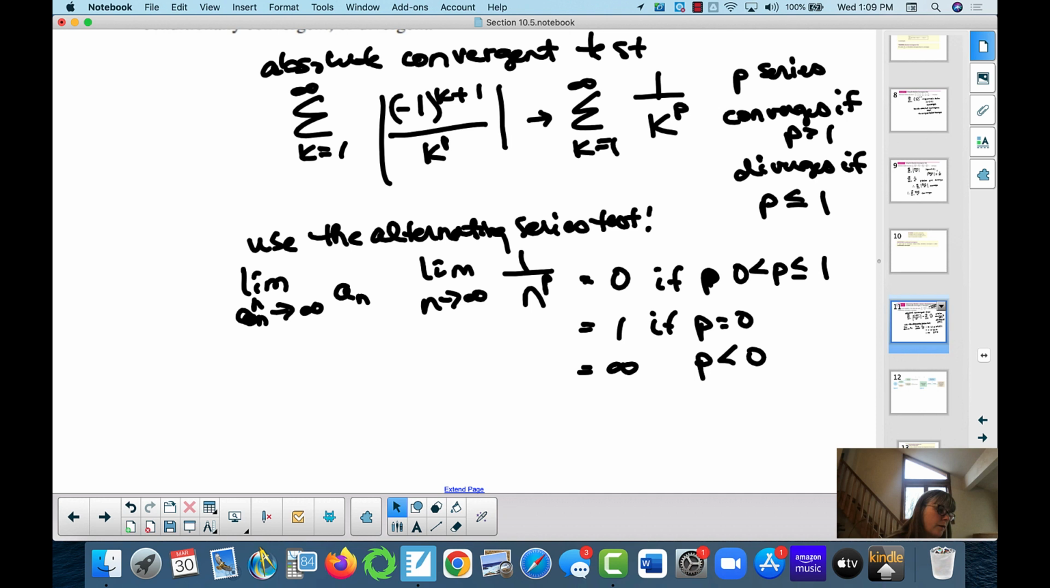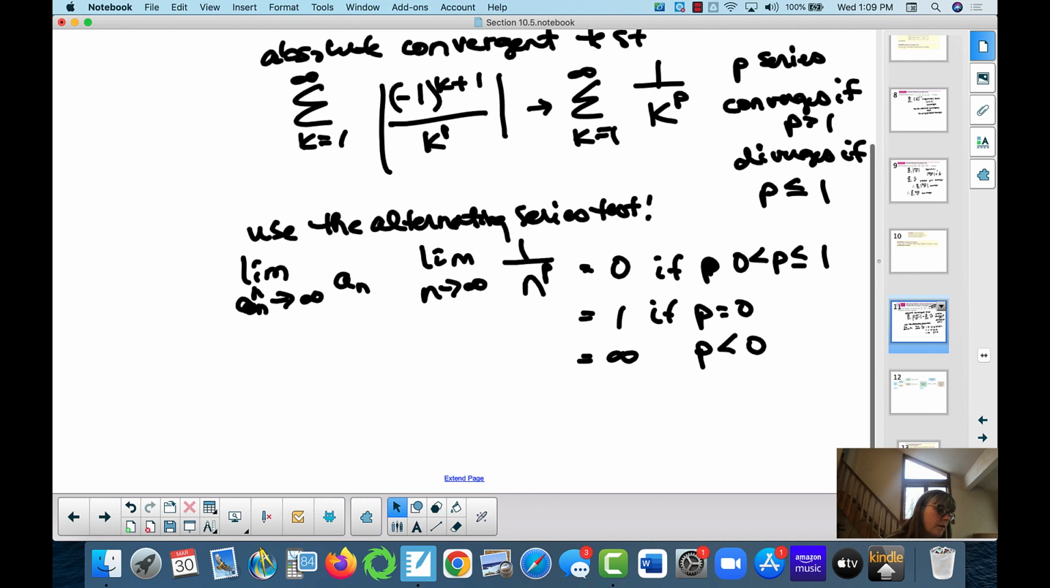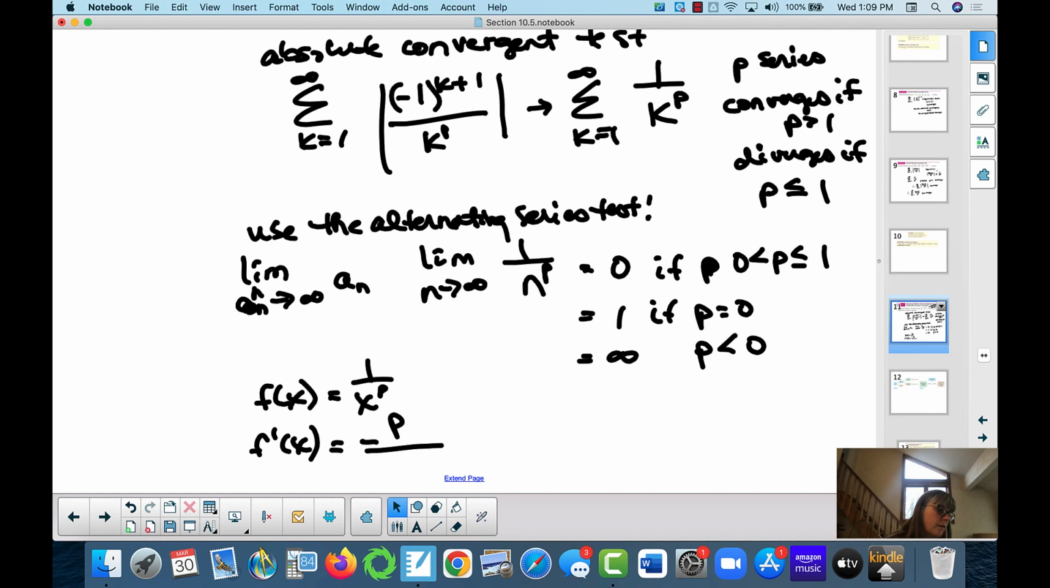So we have the first condition met, the limit is equal to 0, but now we have to check to see if it's non-increasing. And here's where we get to that third test. This is a good one for the derivative test. So we're going to say that f of x is 1 over x to the p. Then f prime of x, if we call this x to the negative p and use the power rule, we get negative p over x to the p plus 1.